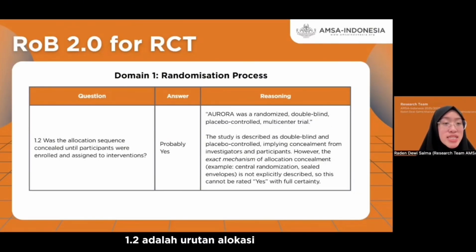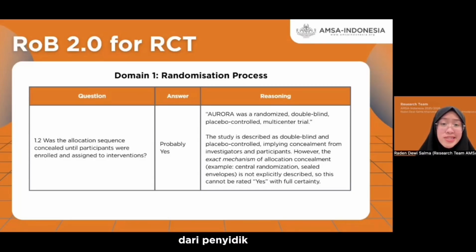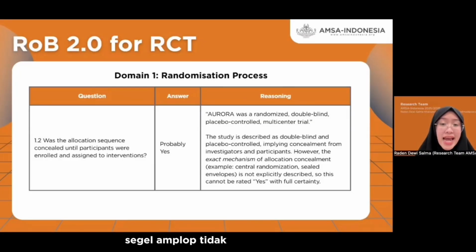1.2, was the allocation sequence concealed until participants were enrolled and assigned to interventions? The answer is probably yes. Based on the sentence, AURORA was a randomized, double-blind, placebo-controlled, multi-center trial. The study is described as double-blind and placebo-controlled, implying concealment from investigators and participants. However, the exact mechanism of allocation concealment, for example, central randomization or sealed envelopes, is not explicitly described. So, this cannot be rated yes with full certainty.